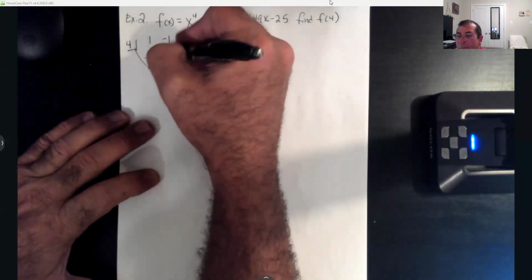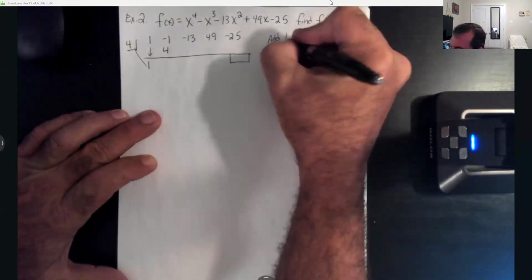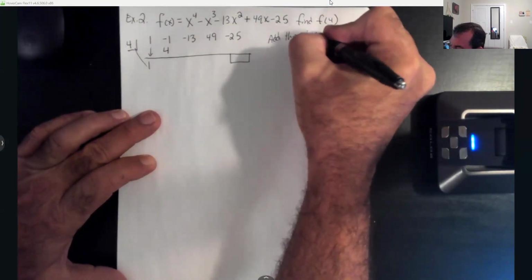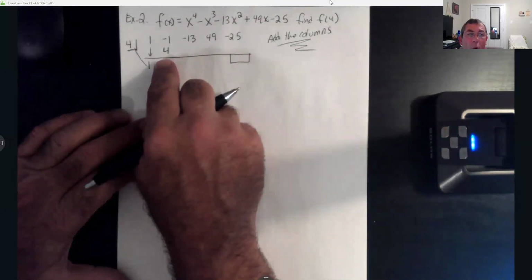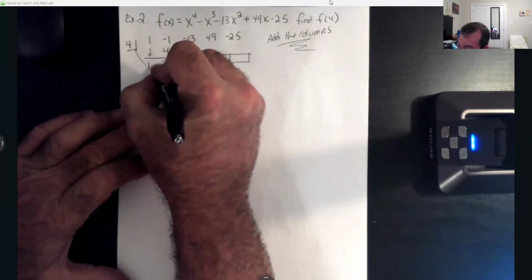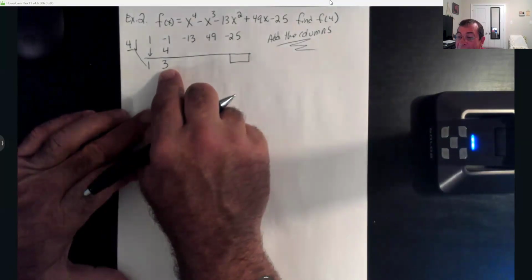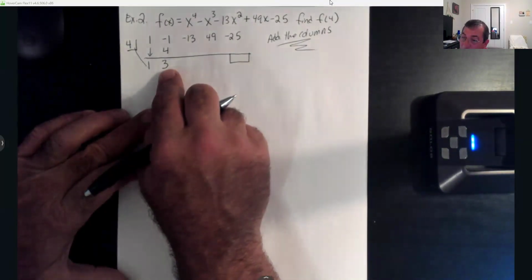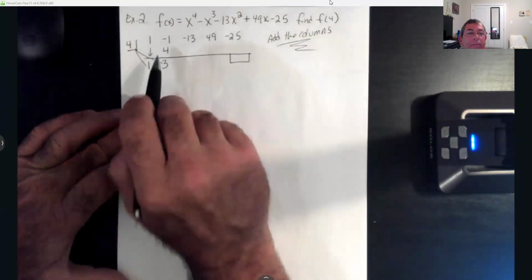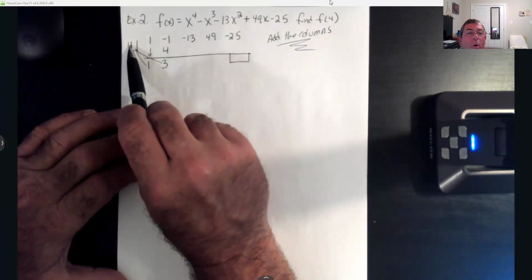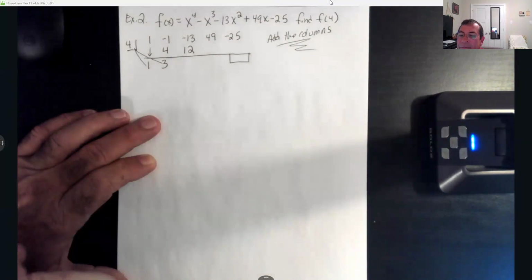Now, numbers in the column get added. So remember, add the columns. Okay. So a -1 and a 4 should give y'all a 3. All right, so the 3 is now below the line. So we're going to repeat the process again. This 3 is going to multiply by that 4. So 3 times 4 will give me 12. That goes into the next column.